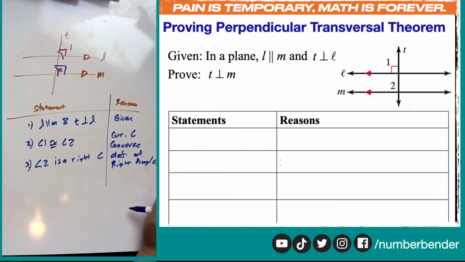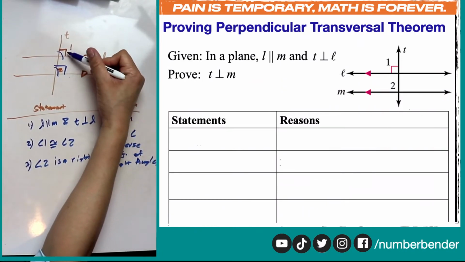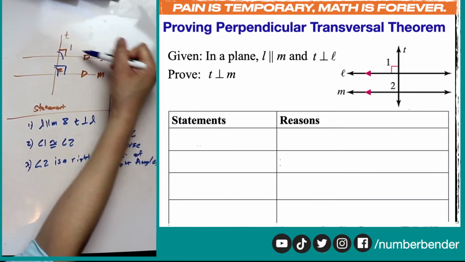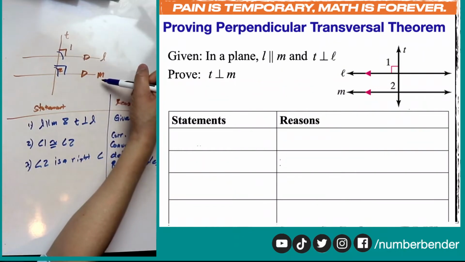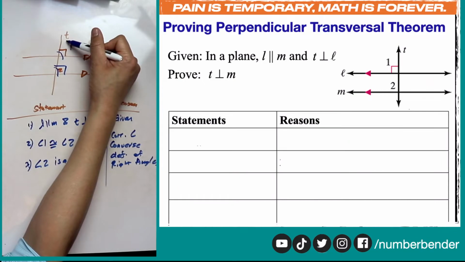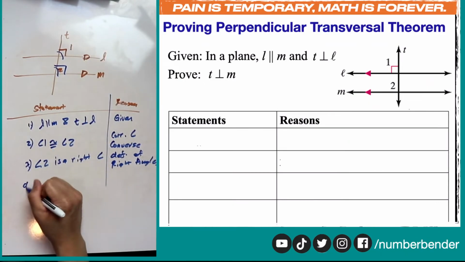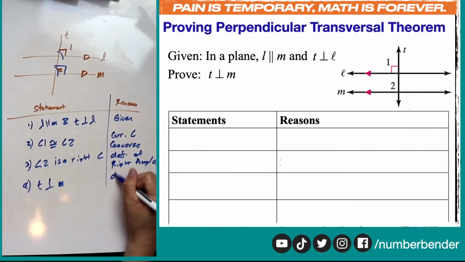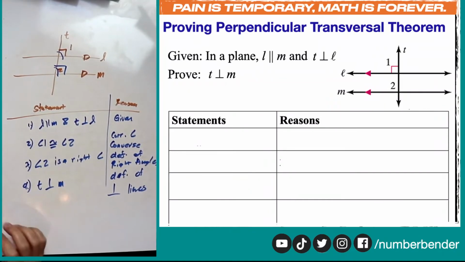And since we have established that we have two right angles for angle 1 and angle 2, and we know that L is perpendicular to T, then we're able to prove that M is also perpendicular to T, which we're going to write here. And we know that because of the definition of perpendicular lines. And we have now shown our proof for this particular problem.